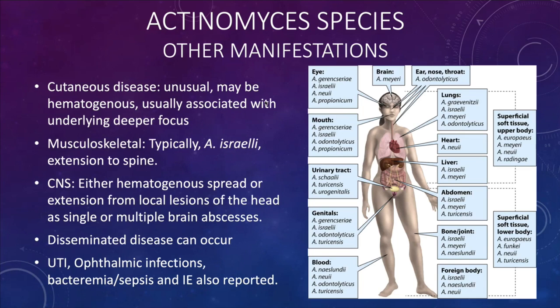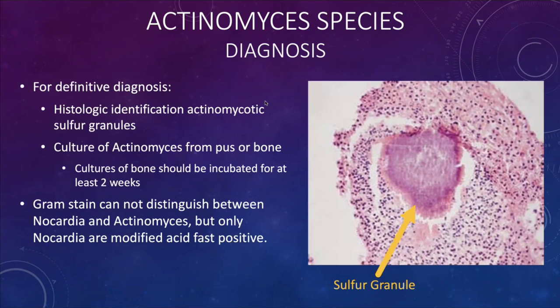You can have disseminated disease, and ophthalmic infections have been described, urinary tract infection, bacteremia, sepsis, and also you can have actinomyces endocarditis as well. So be aware of some of the multiple manifestations. And this slide demonstrates that different strains of actinomyces can have a predilection for different areas of the body. So for definitive diagnosis, you really need culture of actinomyces from the pus or bone. Remember, definitive diagnosis. But if you identify some of the actinomycotic sulfur granules within tissue, that can be a strong indication that you're dealing with actinomyces.